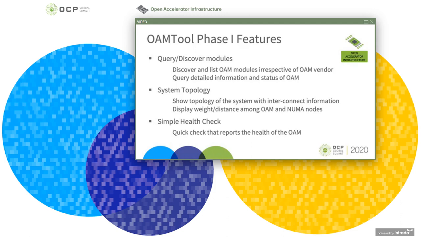The tool will also show you the detailed topology of how OAM modules are interconnected. It can show if two OAM modules are connected directly via a high-speed link. It can also show relative distance among all OAM modules and NUMA nodes. This information can be quite useful for a workload manager or a resource manager when scheduling jobs on that node.